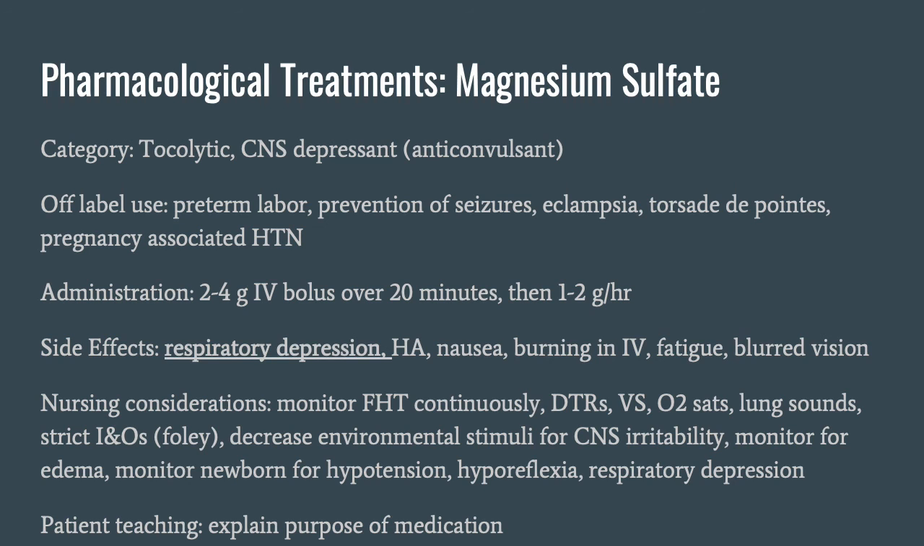Another pharmacological treatment is magnesium sulfate. This is a tocolytic and an anticonvulsant. This is to help prevent preterm labor and prevention of seizures, prevent eclampsia. It is given in an IV bolus over 20 minutes. And the one thing you want to really watch for is respiratory depression. And you want to teach the patient the purpose of the medication.